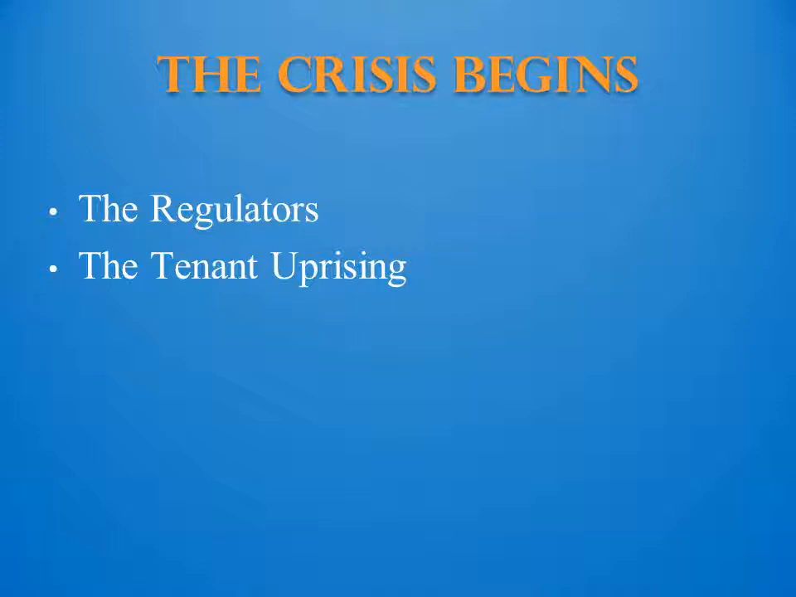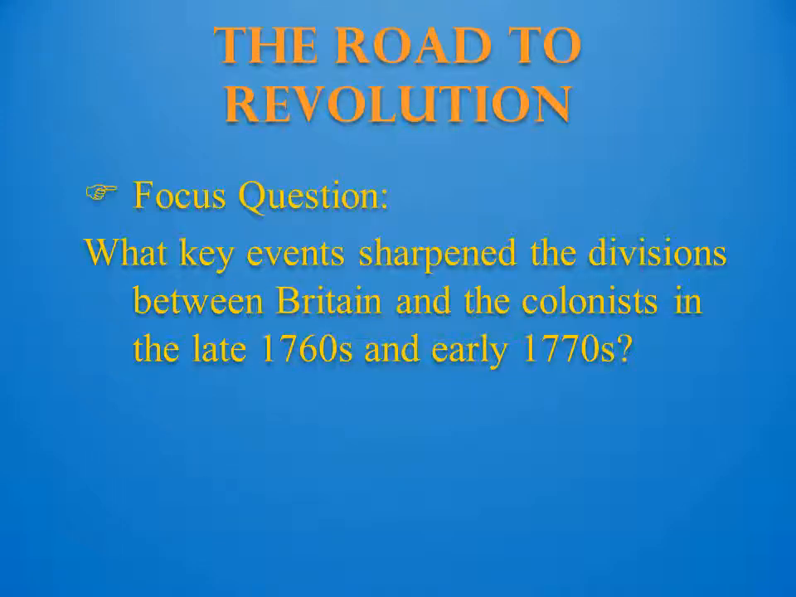Such turmoil made some colonial elites fear that resistance to British authority threatened their own power and authority over the subordinates within the colonies. So they cautioned against further protests against the British Empire. Now in this next section we're going to be looking at which events were key in sharpening the divisions between the British and the colonists in the late 1760s and early 1770s.